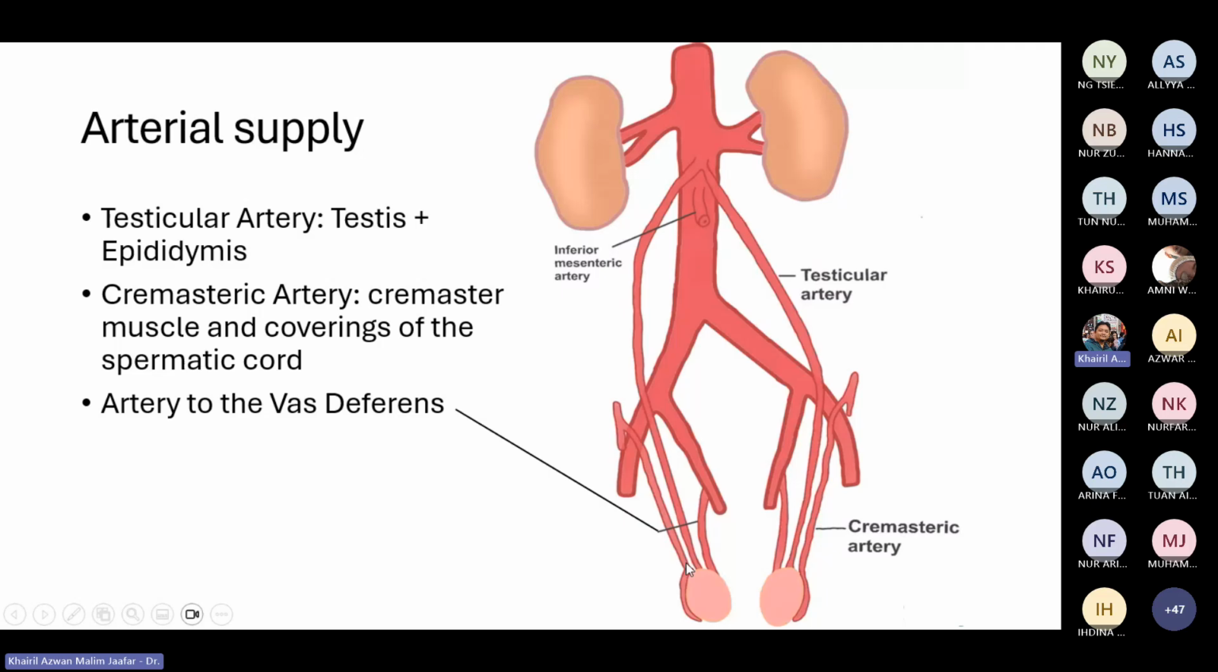Arterial blood supply is from the abdomen, which is called the testicular artery. In the male it is called the testicular artery; in the female it's called the ovarian artery. The general term can also be gonadal artery. Other blood supply is the cremasteric artery and also the artery to the vas deferens.